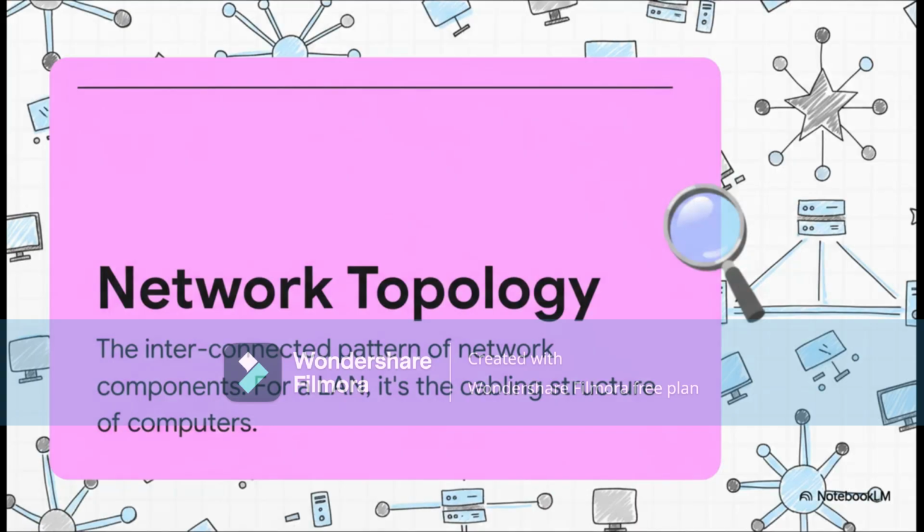Okay, time to get your highlighters out because this is the key definition you absolutely, positively need for your exams. So, network topology is the interconnected pattern of network components. And in a simple local area network or LAN, like in your school's computer lab, it's basically just the cabling structure or the pattern of the computers.